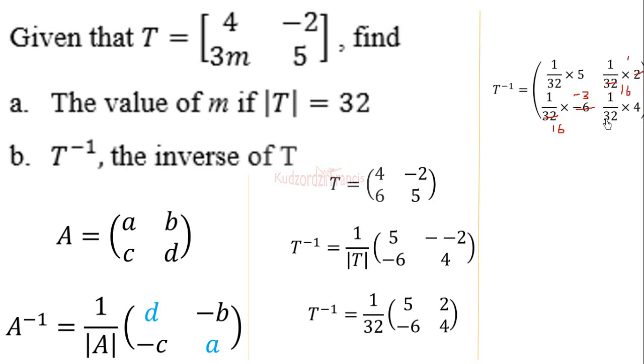Now 4 can go here 8 times, and 4 can go into itself once. So this will give us this matrix. So this is the inverse matrix we are looking for.